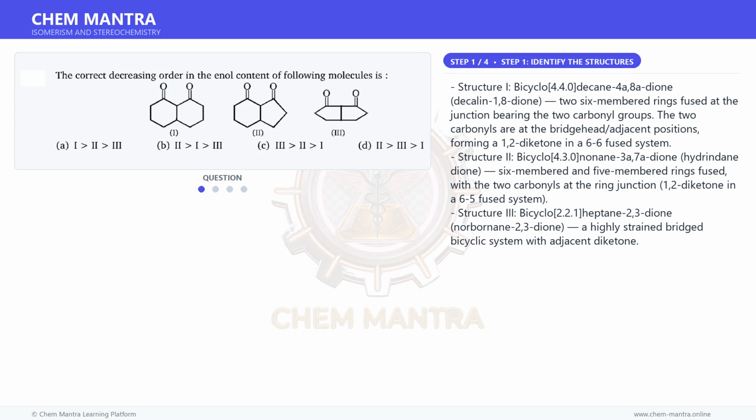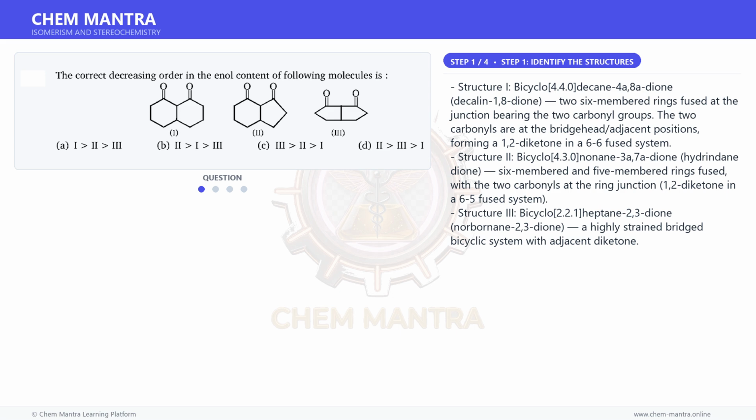Structure I: bicyclo[4.4.0]decane-4a,8a-dione, a decalin 1,8-dione, two 6-membered rings fused at the junction bearing the two carbonyl groups. The two carbonyls are at the adjacent bridgehead positions, forming a 1,2-diketone in a 6-6 fused system.